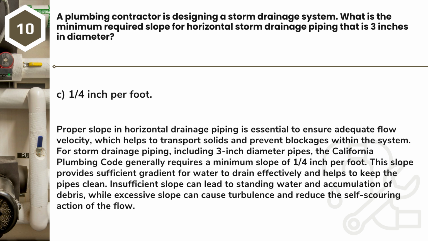Answer: C. 1/4 inch per foot. Proper slope in horizontal drainage piping is essential to ensure adequate flow velocity, which helps to transport solids and prevent blockages within the system. For storm drainage piping, including 3-inch diameter pipes, the California Plumbing Code generally requires a minimum slope of 1/4 inch per foot. This slope provides sufficient gradient for water to drain effectively and helps to keep the pipes clean. Insufficient slope can lead to standing water and accumulation of debris, while excessive slope can cause turbulence and reduce the self-scouring action of the flow.